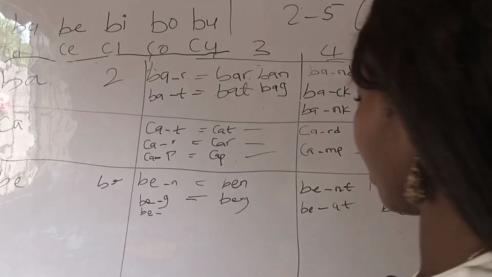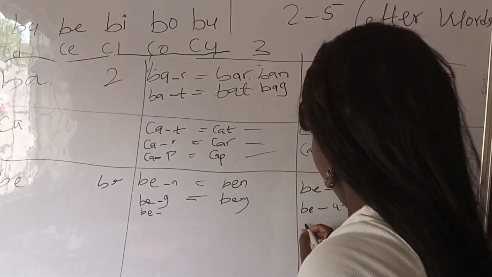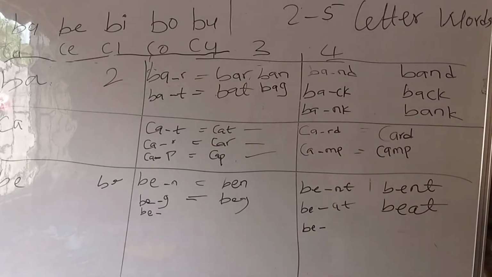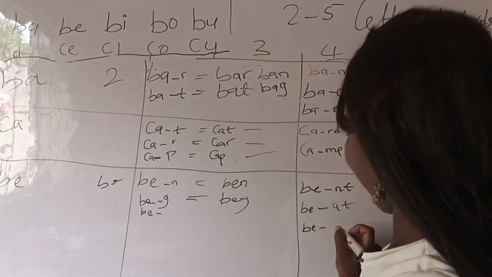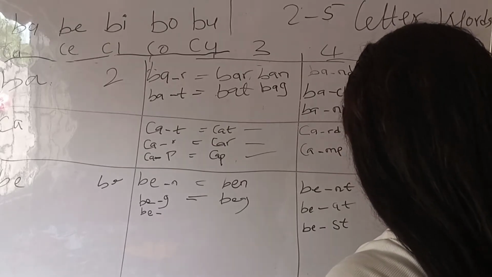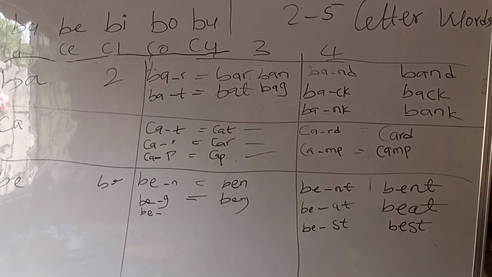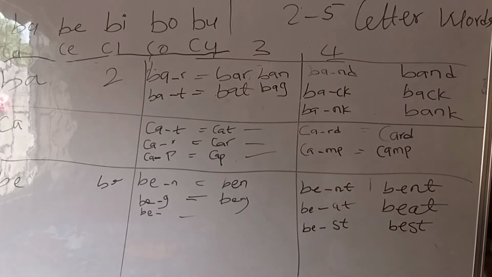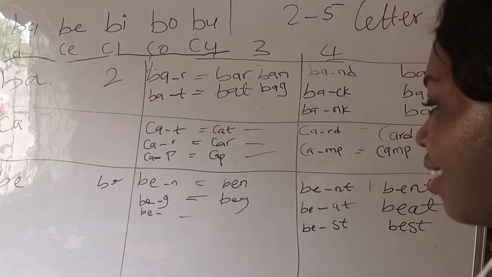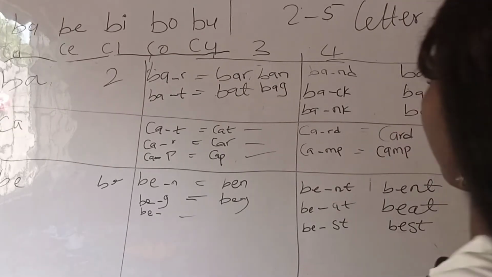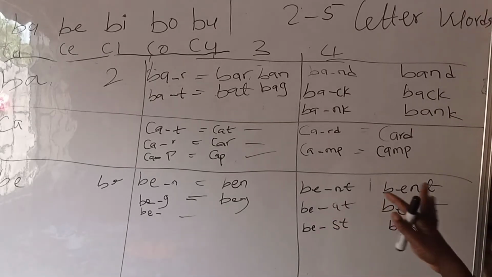And again, we can as well have something like B, E plus, what should we add again? We can actually add S, T to get best. Are we doing it right? Don't forget to add yours here. This is your section to add something. You can actually add something to this to get another word. So let's continue from here.